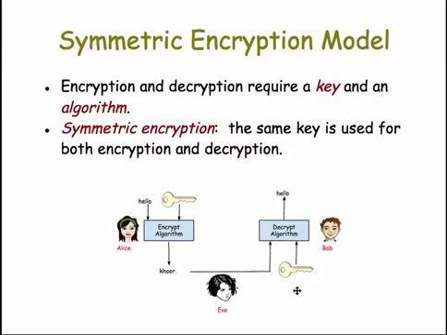Eve, of course, is the eavesdropper. She can see everything that Alice sends to Bob and vice versa, and she's trying to figure out what they're saying. She's trying to break their encryption. So that's our basic model. We're going to see several examples of it.